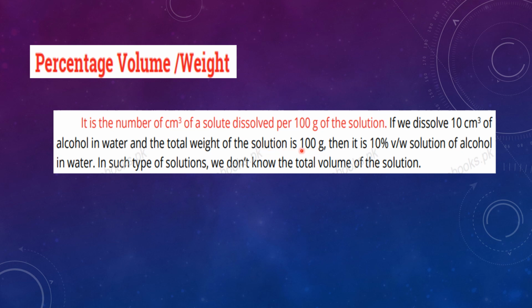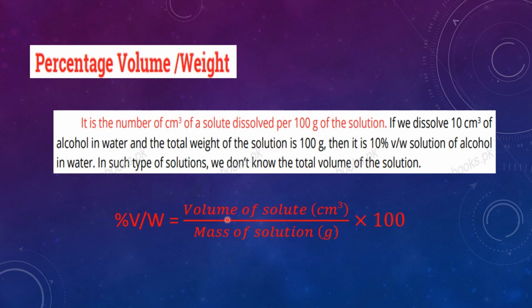So the exact amount of the solvent is still not known there. The total volume of the solution is not known when we take the weight by volume or volume by weight percent solution. In both cases, we make the solution up to 100 parts. If we take the percent volume by weight, the total weight of the solution will be 100 gram. And if we take the weight by volume, then the total volume of the solution will be 100 cubic centimeter. And in both cases, the exact amount of the solvent is not considered.